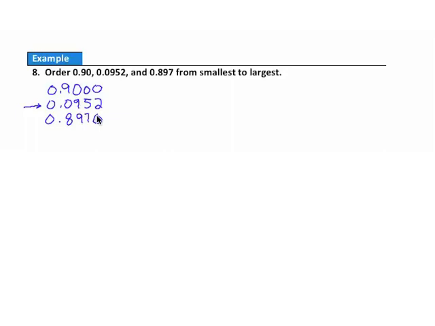Now it's going to be easy to see which one is smallest, in the middle, and the largest. So let's start. We're supposed to order these from smallest to largest. So the one that is the smallest is the one in the center there. So I'm going to write that one first. The next largest is the bottom one, the 0.89, so 0.8970. And then finally the top one is the largest.